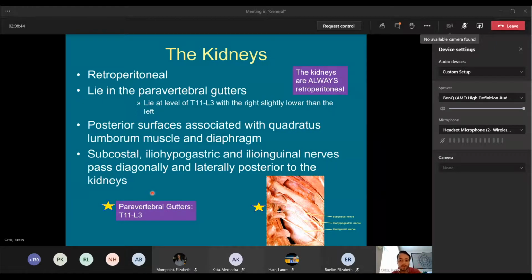The kidneys are always retroperitoneal. And then you have the posterior surfaces and walls, which we talked about already. Again, T11 to L3, I would for sure note that. And here is your subcostal nerve, your iliohypogastric, and your ilioinguinal nerve. They all run behind your kidneys, but they are anterior to the posterior wall muscles, like your quadratus lumborum, your psoas major, etc.